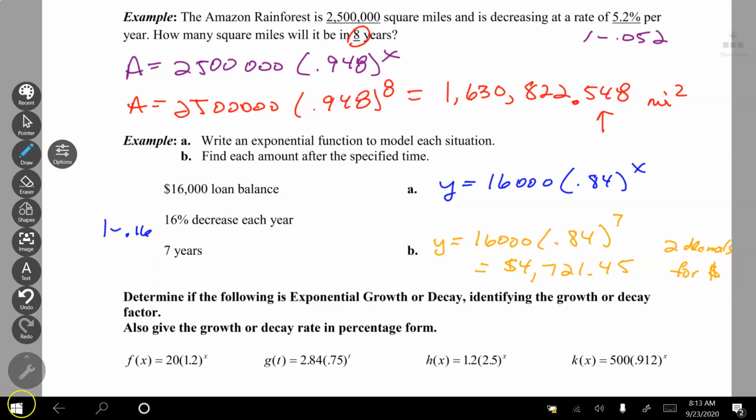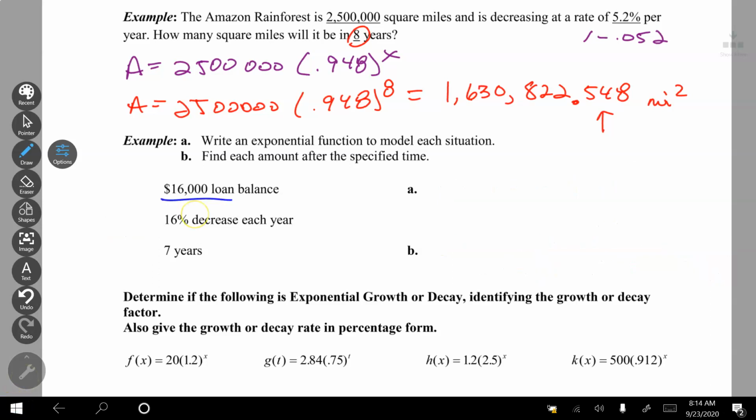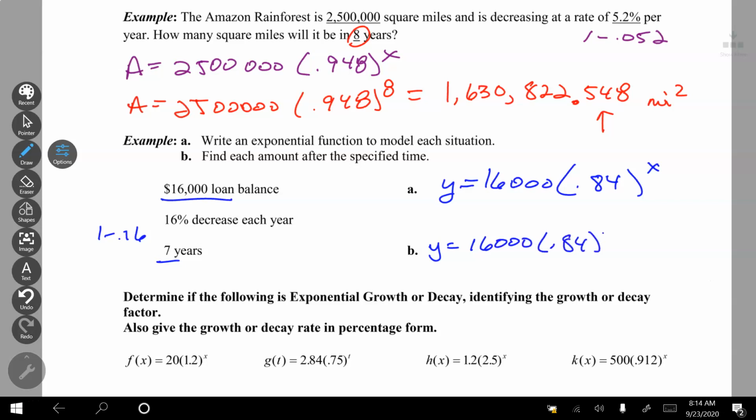Okay, for this next problem, oh, I already did it. Let me erase it. My initial amount, 16,000. Inside the parentheses, well, I have to do 1 minus 0.16, which is 0.84. And for 7 years later, y equals 16,000 times 0.84 raised to the 7th, and I get 4721.45, because I always use 2 decimals for money, always.